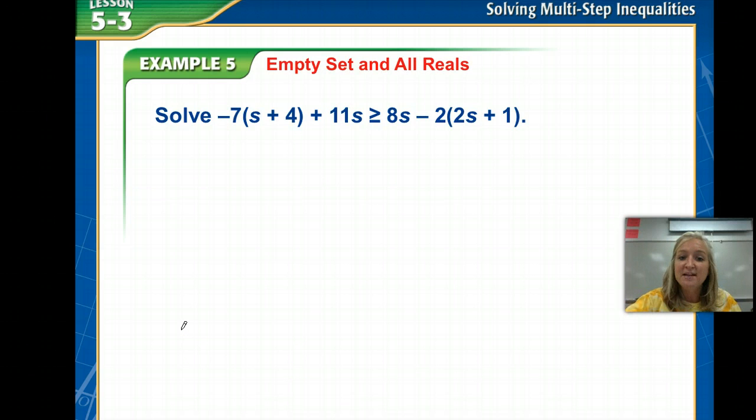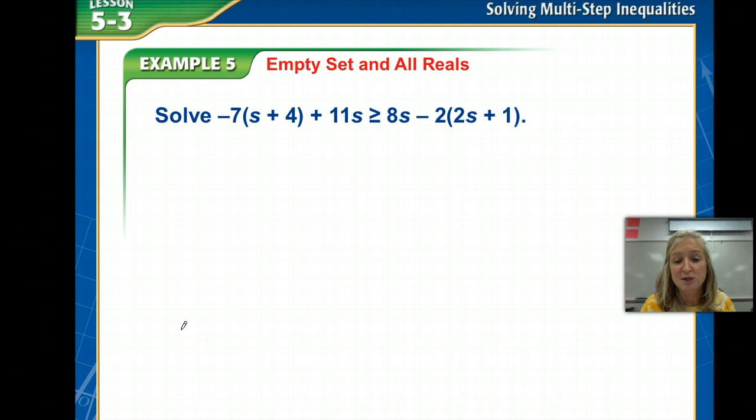Example number 5 is empty sets and all reals, also known as no solution and all real numbers. If an inequality is not true, our answer is no solution or an empty set. If we get an inequality to equal the exact same number on both sides, then all real numbers would hold true. So if x is less than x, any number could fill in for x and we would get the same answer every time. So let's take a look at a few of these examples.